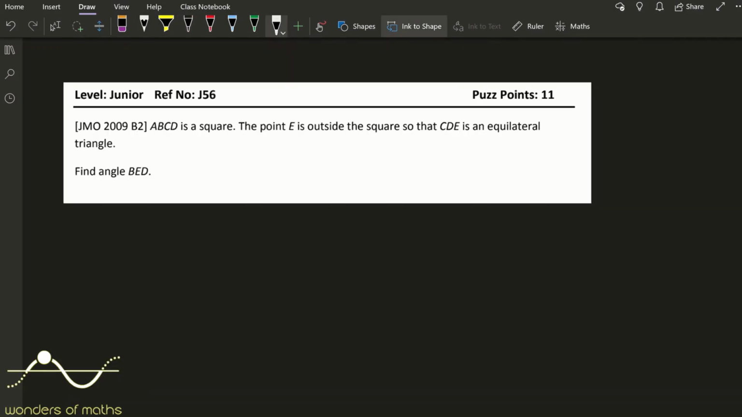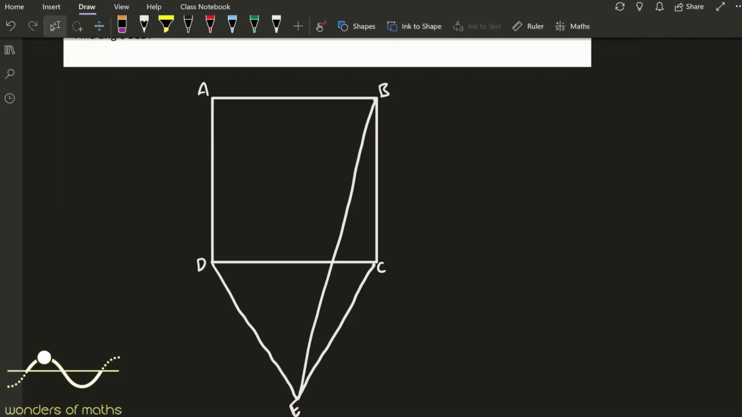Now consider this problem. ABCD is a square. The point E is outside of the square, so that CDE is an equilateral triangle. Find the angle BED. The question wants us to find angle BED, which is this angle here.